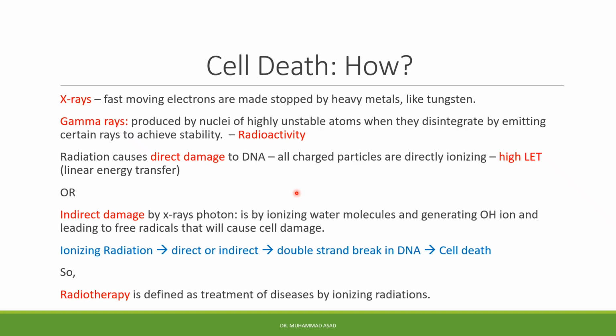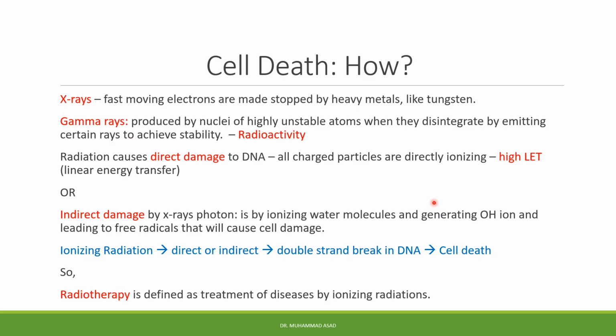How does radiation cause cell death? Radiation causes cell death by two mechanisms. There is direct damage as well as indirect damage. Direct damage is done by all charged particles that are directly ionizing, and they have high LET. LET is linear energy transfer. I will discuss this in upcoming lectures.